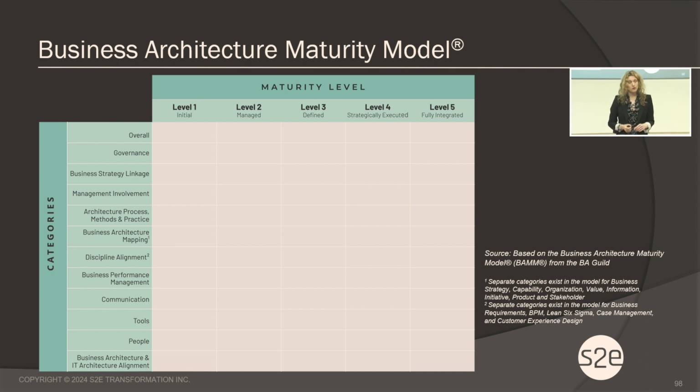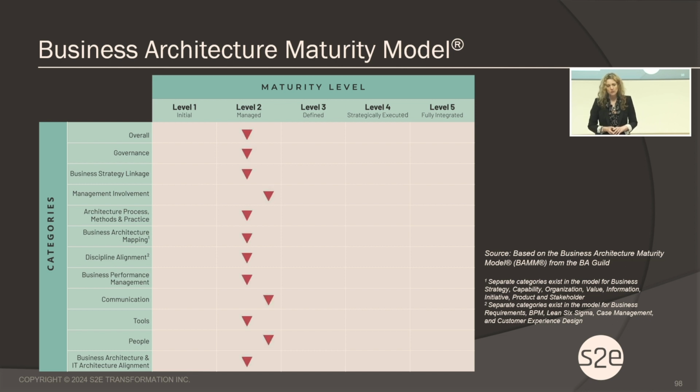And then the categories are things like governance, strategy linkage, all the different mapping categories, the alignment to other disciplines, business performance management and using that capability assessment as part of how we measure performance and manage performance, communication tools, people, lots of stuff in that category, and business architecture and IT architecture alignment.